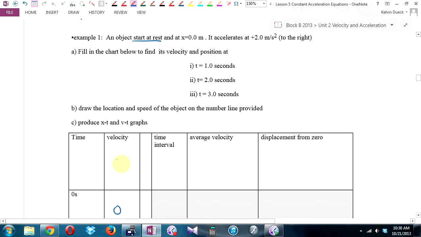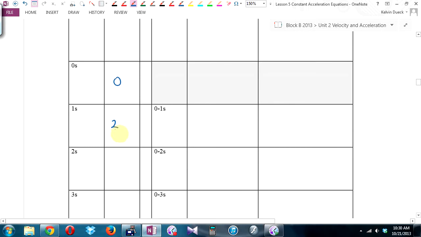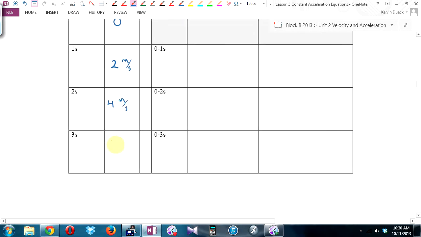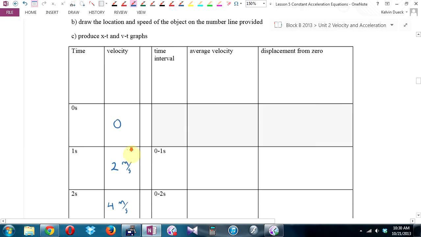What's its acceleration? How many meters per second squared? So after 1 second, how fast is it traveling? After 2 seconds, how fast is it traveling? After 3 seconds, how fast is it traveling? I think we can fill in that column okay. What does it want in the next column?